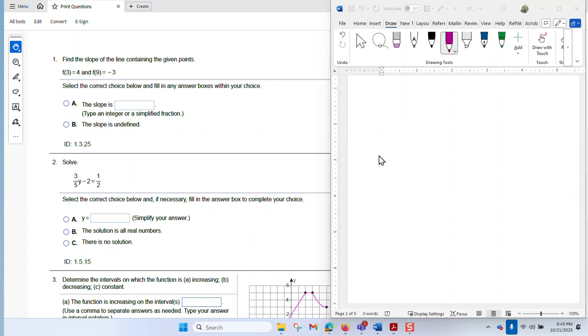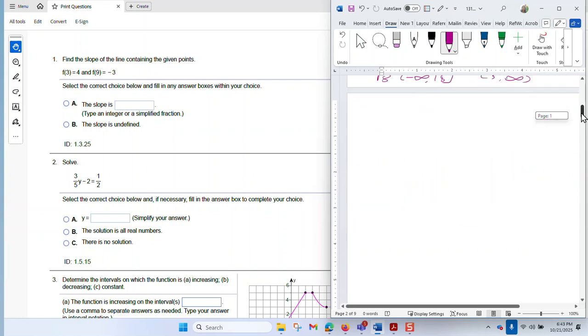Use the same link for the online meeting.